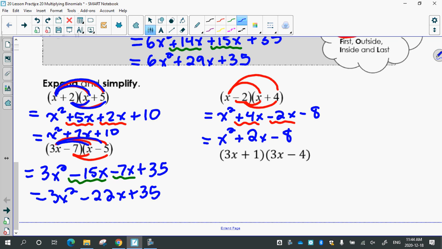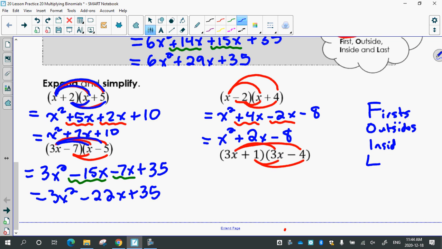Again, we are learning how to multiply 2 binomials together. And the way you do it is you multiply each term in the first binomial by each in the second, using the distributive property and the acronym FOIL, which stands for firsts, outsides, insides, and lasts. That's the order you do them in.